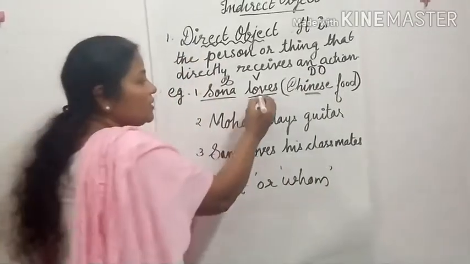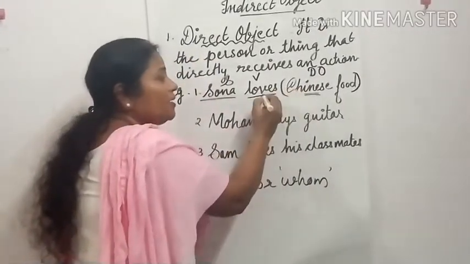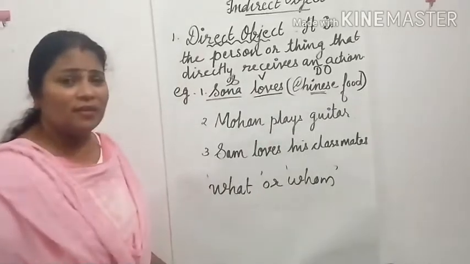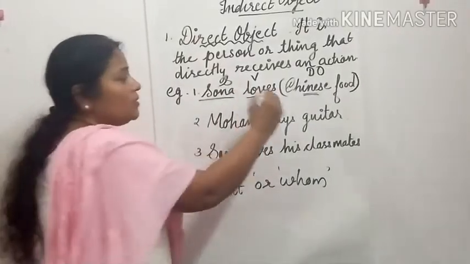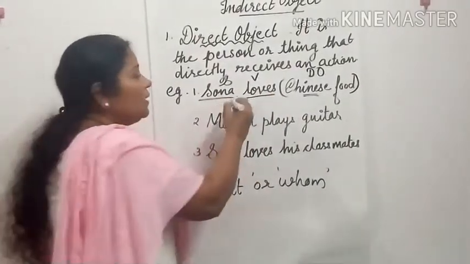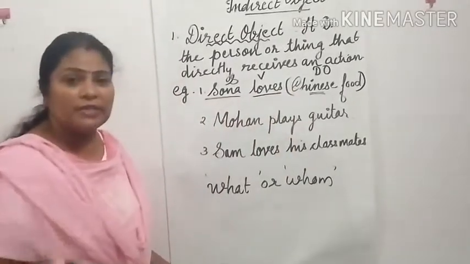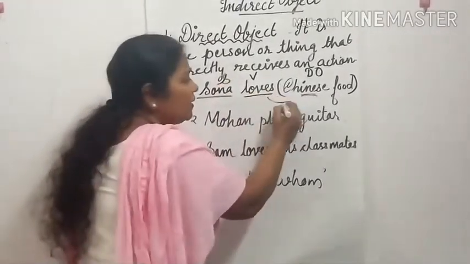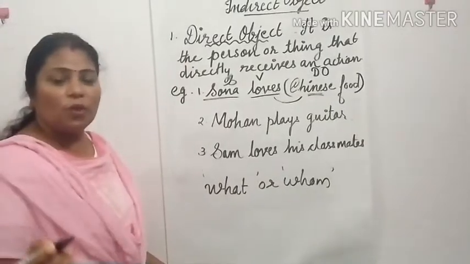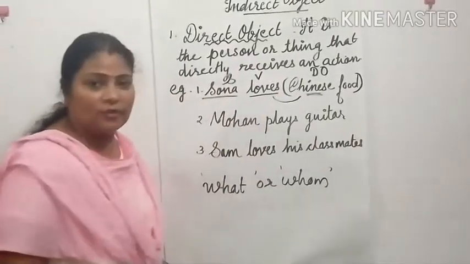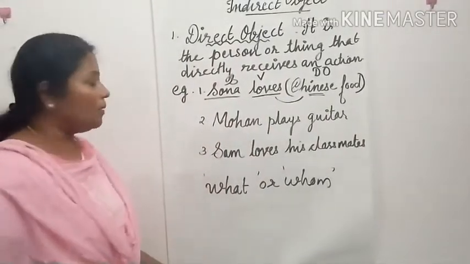Since this action is directly received, who is receiving it? Chinese food. Sona loves what? Chinese food. So this is directly linked. So what is that? It is direct object. Let's see the other example.